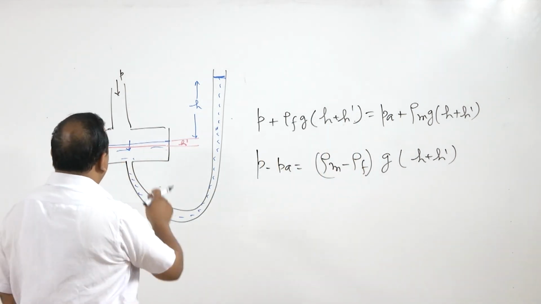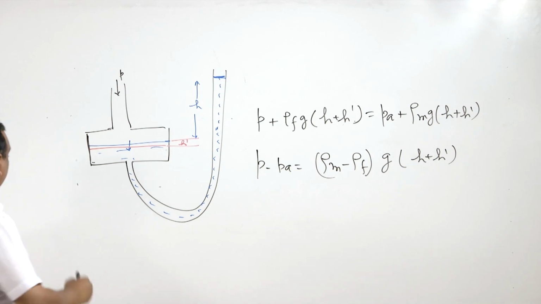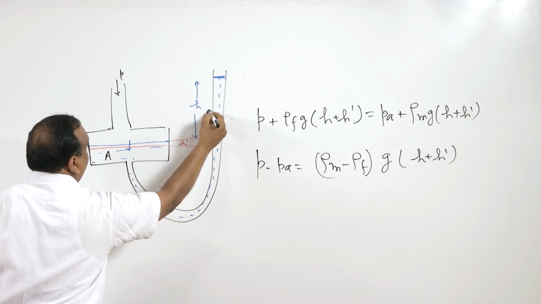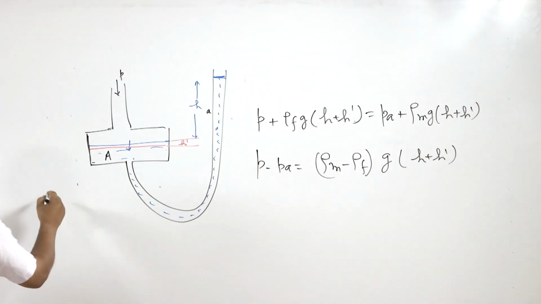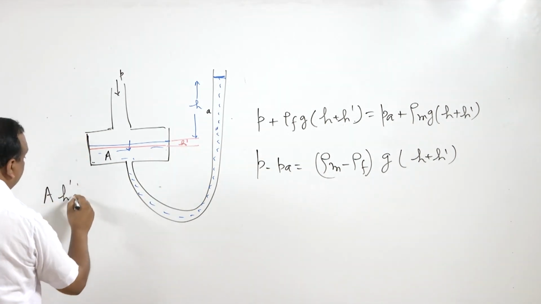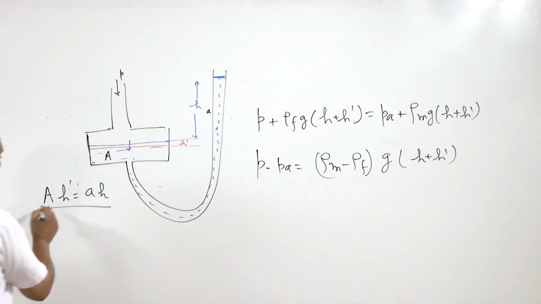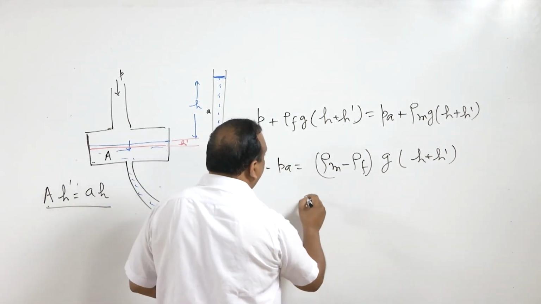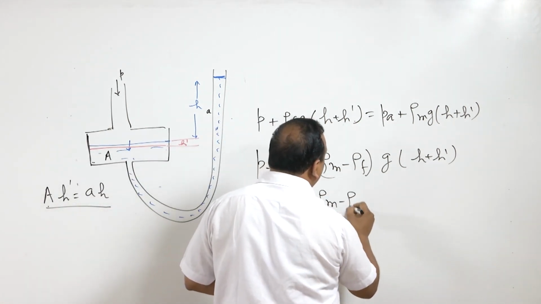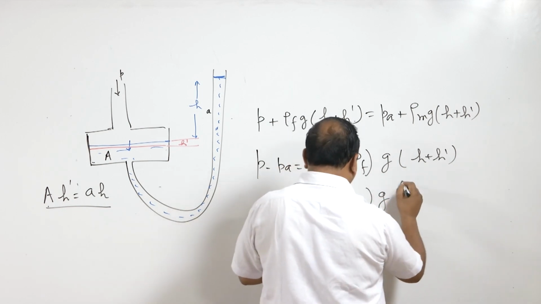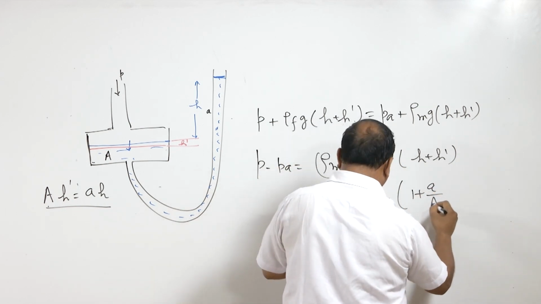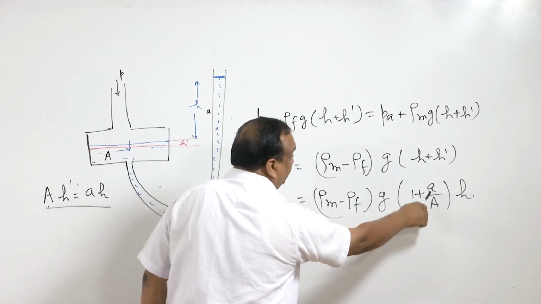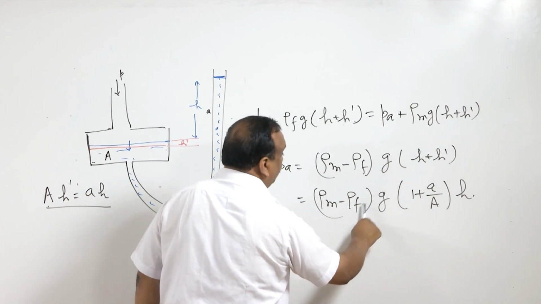Again here, if we take the volume, and the cross section area of the well is capital A and the cross section area of the tube is small a, then A multiplied by H dash is equal to a multiplied by H. Now here we will replace H dash by this and we will get rho m minus rho f into g into (1 plus a by A) H. Now if A is much larger than a, then we will neglect this and we will get rho m minus rho f g H.